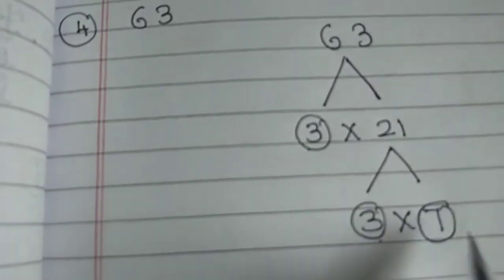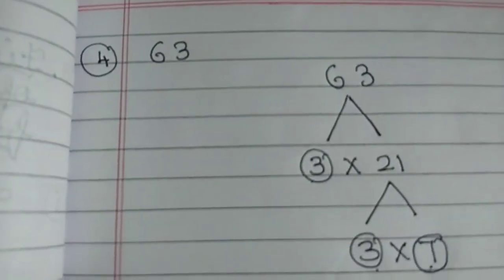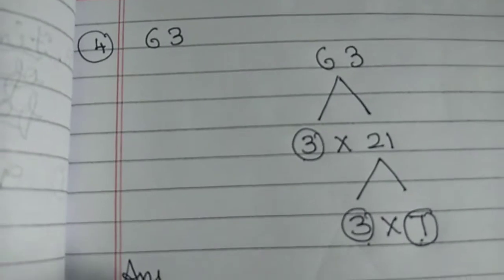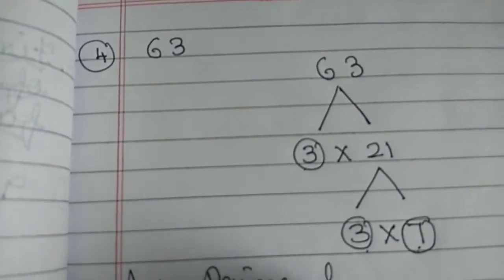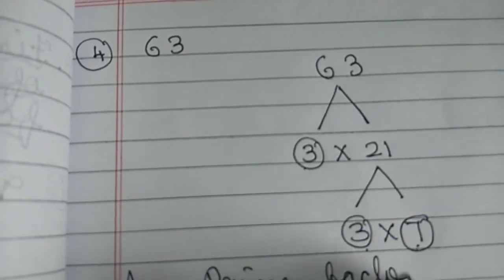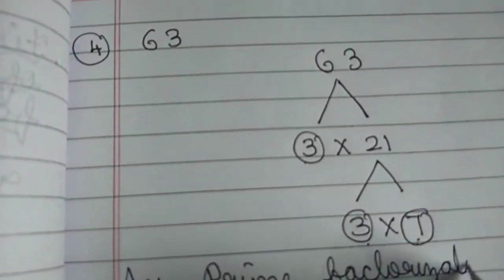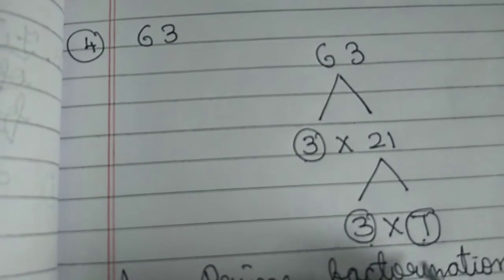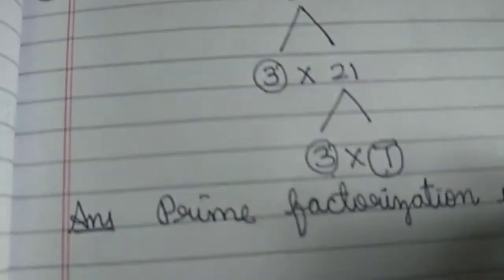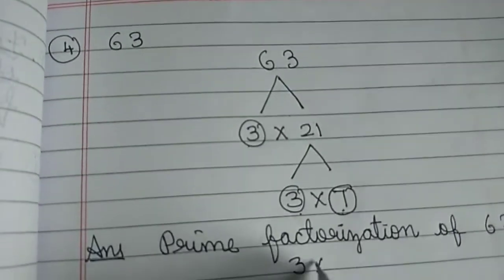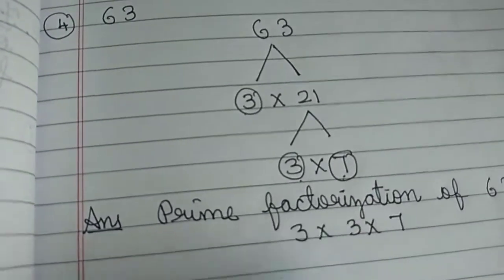See, 7 also cannot be multiplied. These are also prime numbers. So what's the answer will come, children? Prime factorization of 63 is equal to what will come? 3 into 3 into 7. Okay.